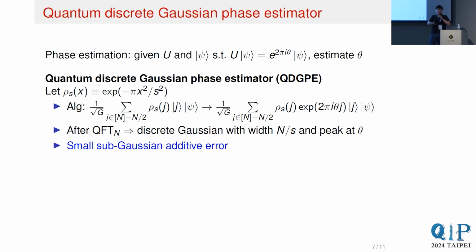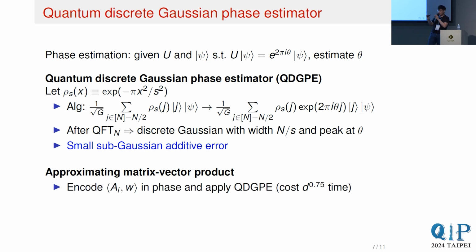Now you might wonder how we can use this to do the approximate matrix vector product. This is how we do it. The idea is that we first encode the product between a row of matrix A and w into the phase, and then we run the quantum discrete Gaussian phase estimator, which takes d to the 0.75 time. We do this for each entry, which is d entries in total, and therefore the total time complexity is d to the 1.75.